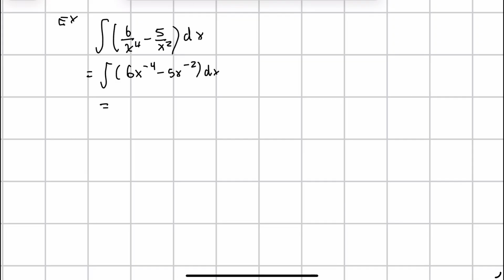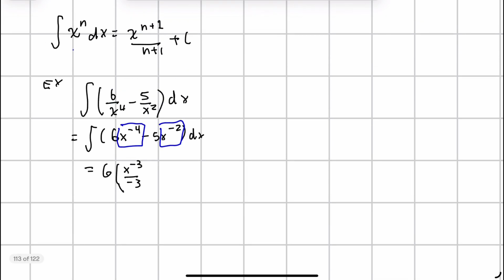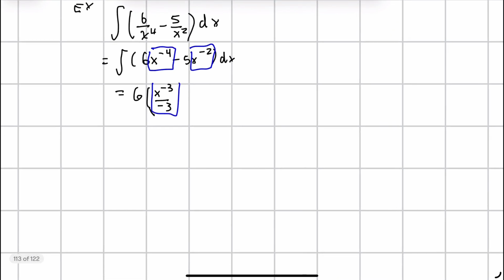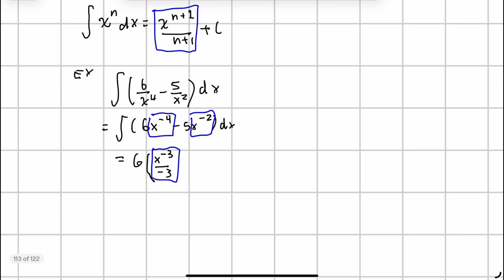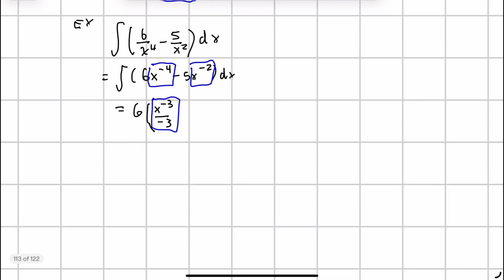So this is the same thing as 6 times x to the power of -3 divided by -3. So basically you are going to take this part and you're going to use this formula on this, right? So we have this x to the power of n plus 1, and you're going to use that on these parts right here. So you're going to add 1, and then -4 plus 1 is -3, so then you have -3 division right there. And you're going to do -5 times, do the same thing for this one. So we have x to the power of -1. We just added 1 to -2. And then we have division by -1.